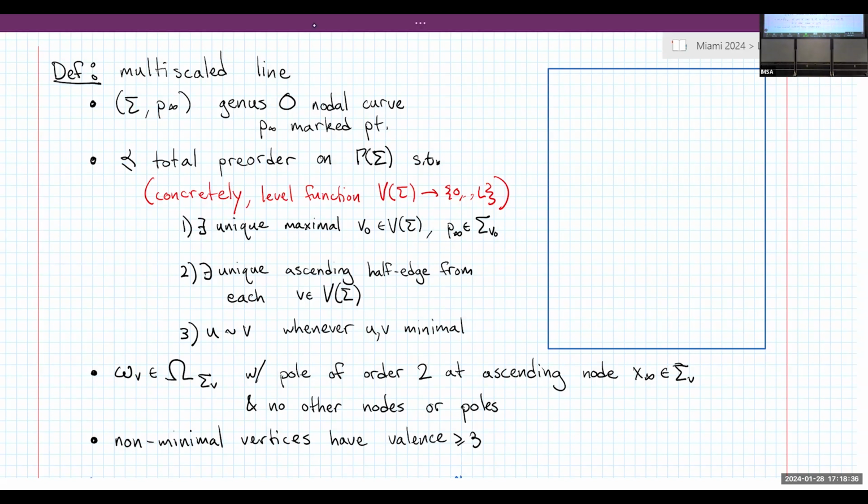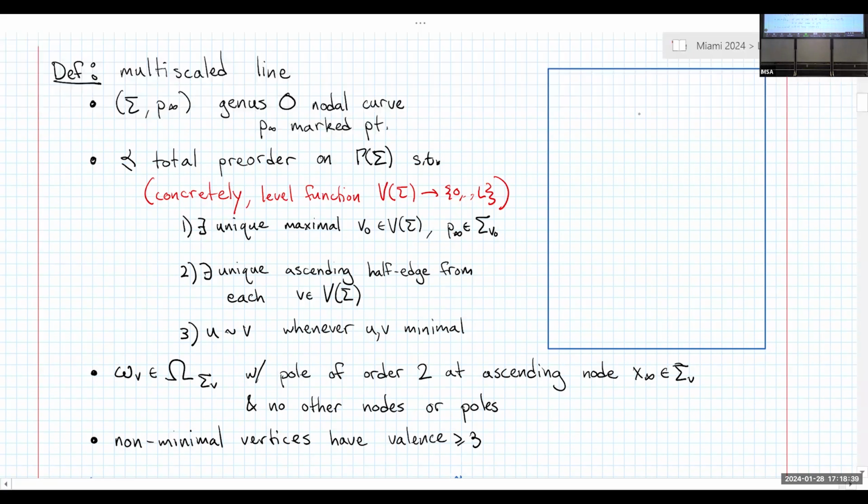The conditions are easier to draw. Basically the dual graph looks like this. There's a level function. Marked points, as usual, I'll represent with half edges. Then there's some highest vertex v naught, and then you can have some branching, and eventually, so the rules are basically here. I've shown a level. This would be level zero, level one, level two, and level three. So this thing has four levels.